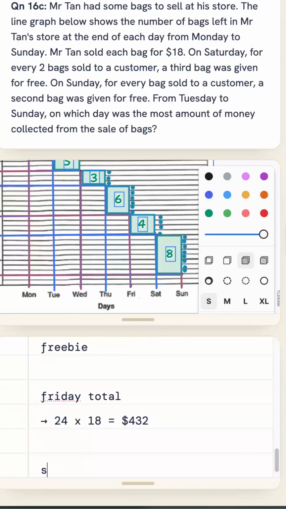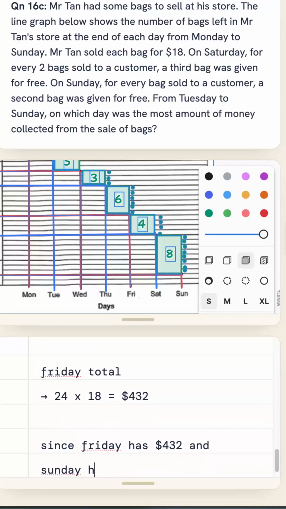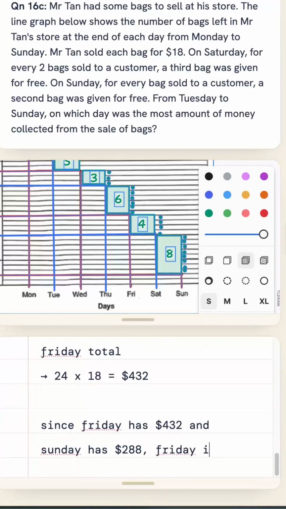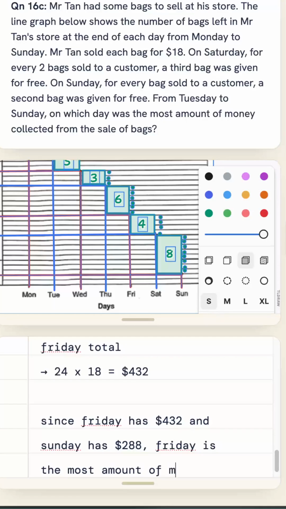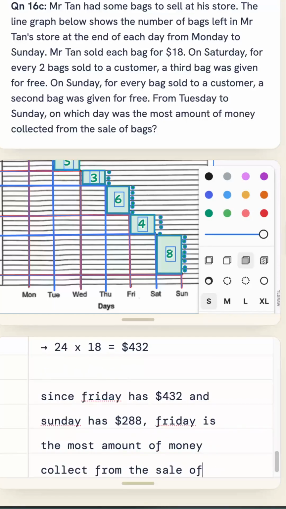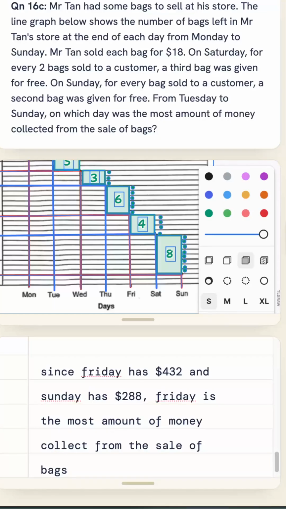Since Friday has $432 and Sunday has $288, Friday is the most amount of money collected from the sale of bags. So there you go. That is Friday.